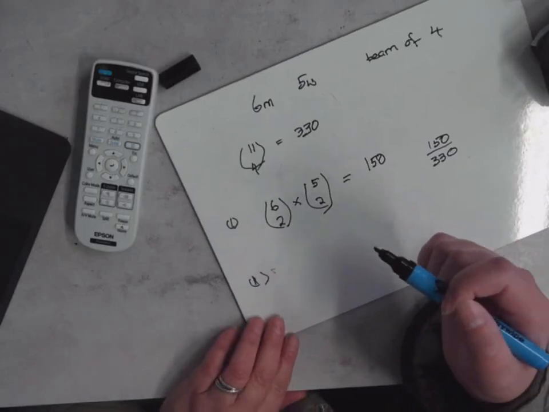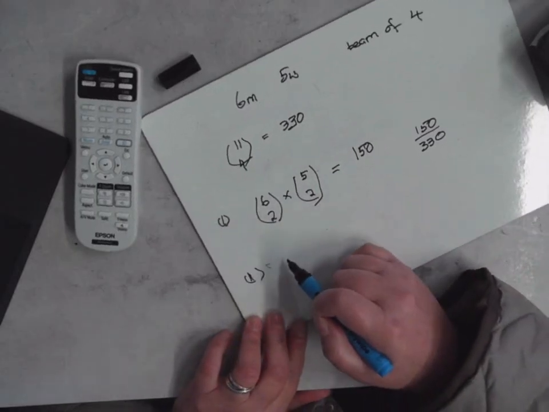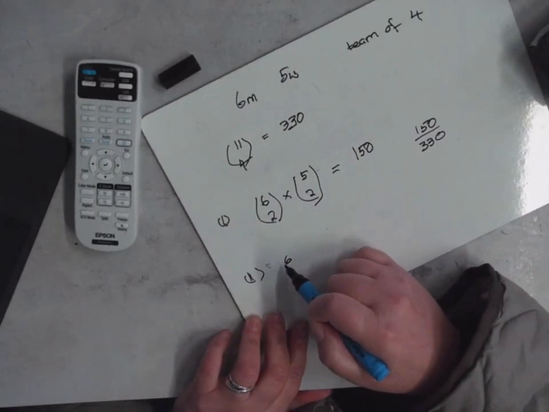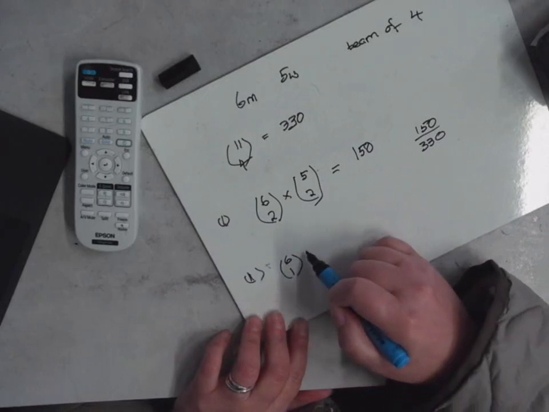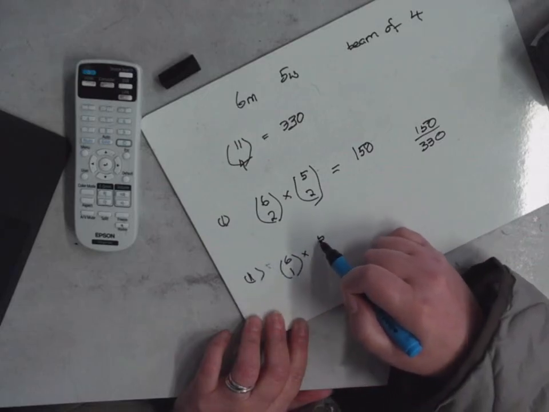1 man and 3 women. So 6 choose 1, and 5 choose 3 women.